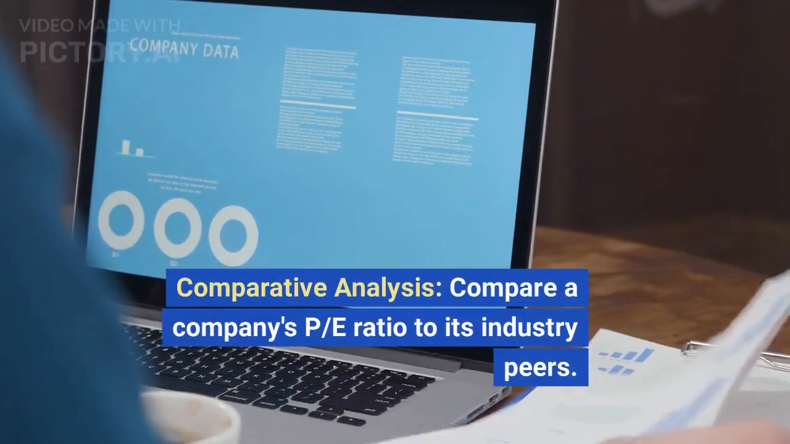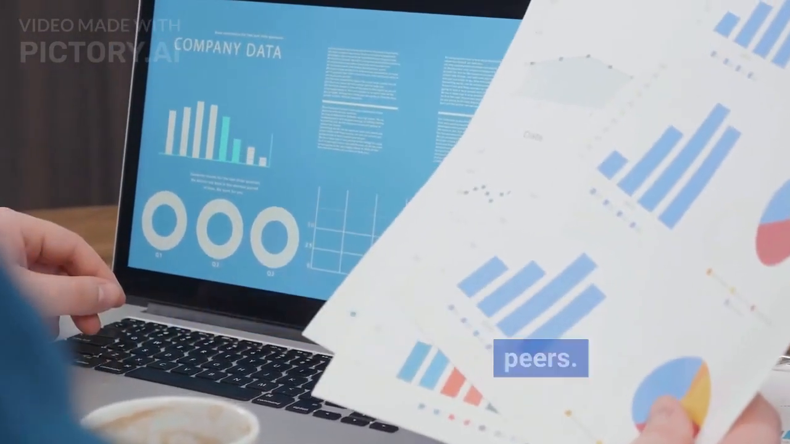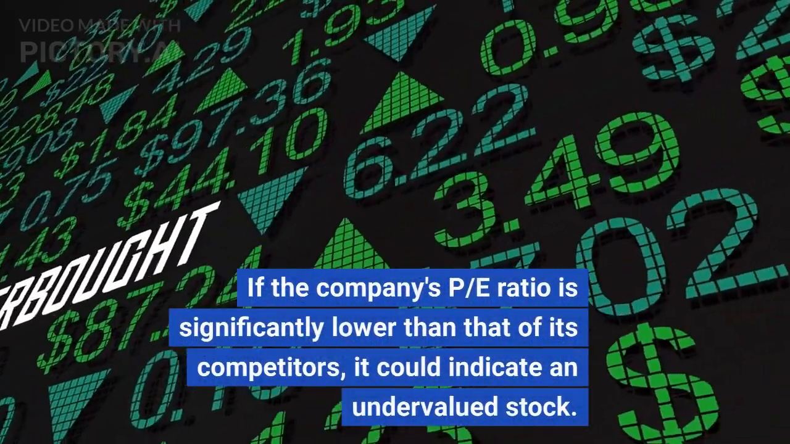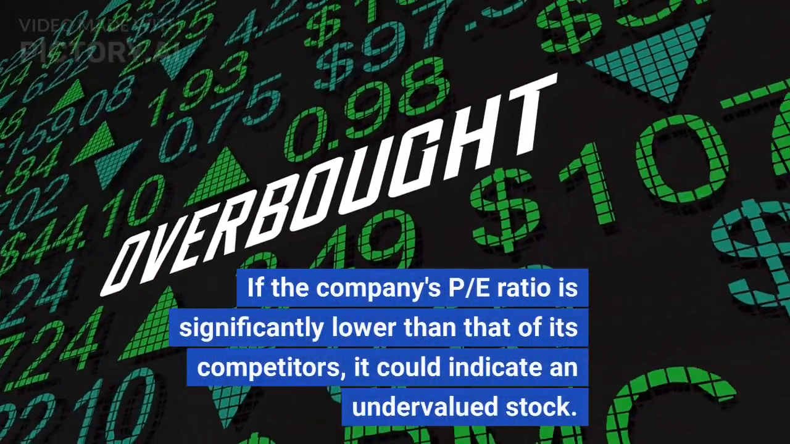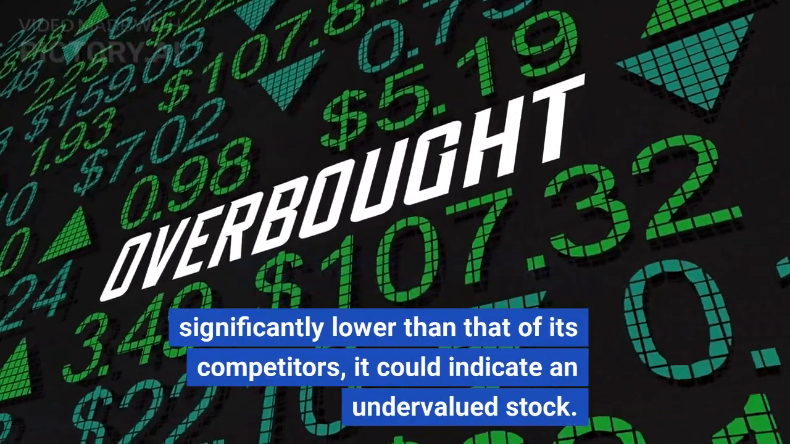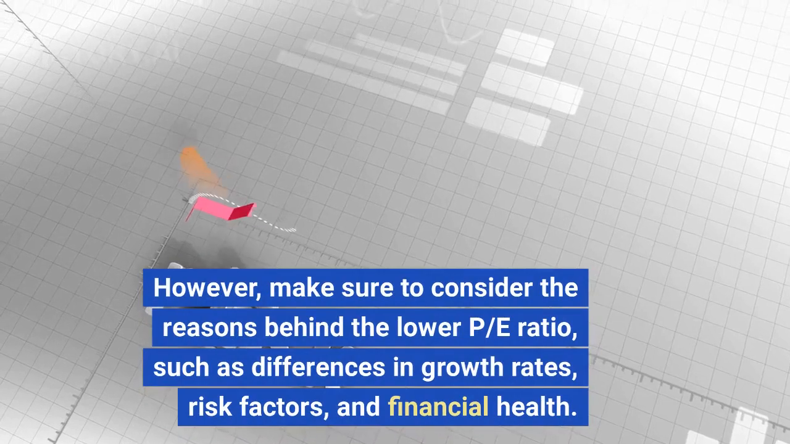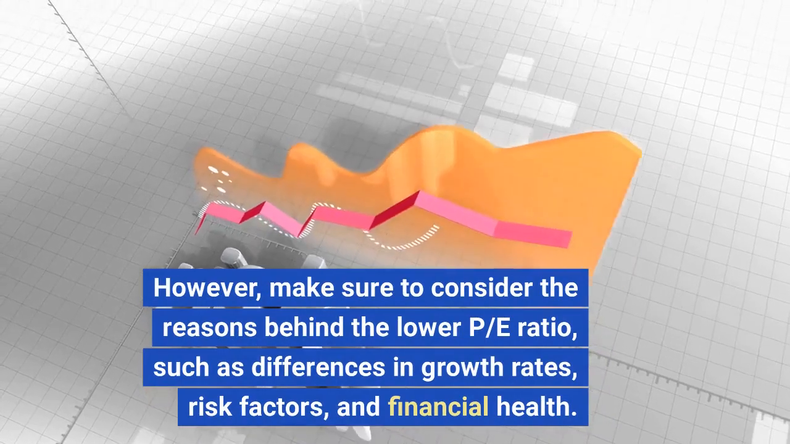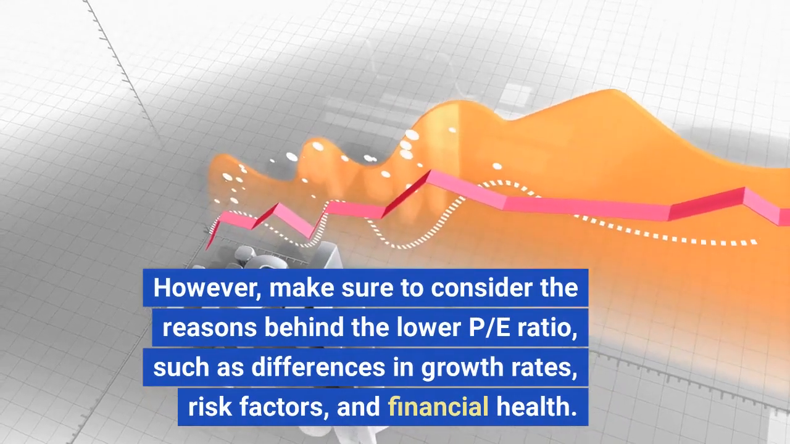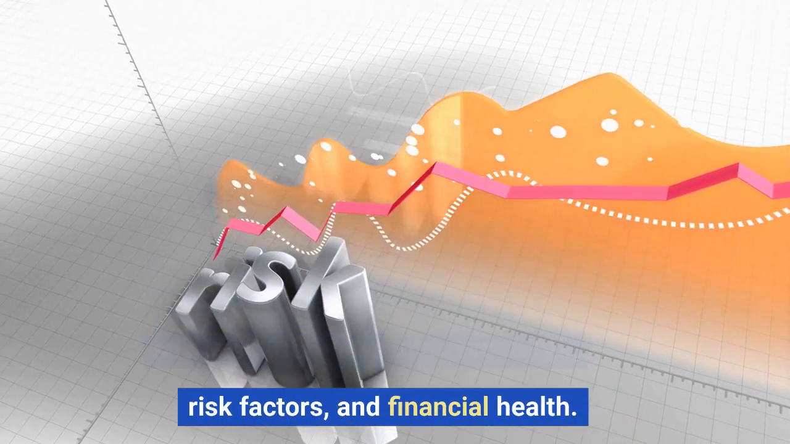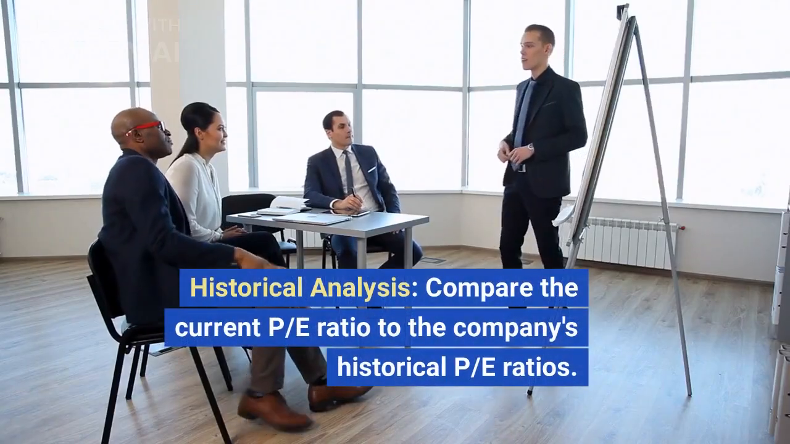Compare a company's P/E ratio to its industry peers. If the company's P/E ratio is significantly lower than that of its competitors, it could indicate an undervalued stock. However, make sure to consider the reasons behind the lower P/E ratio, such as differences in growth rates, risk factors, and financial health. Historical analysis.